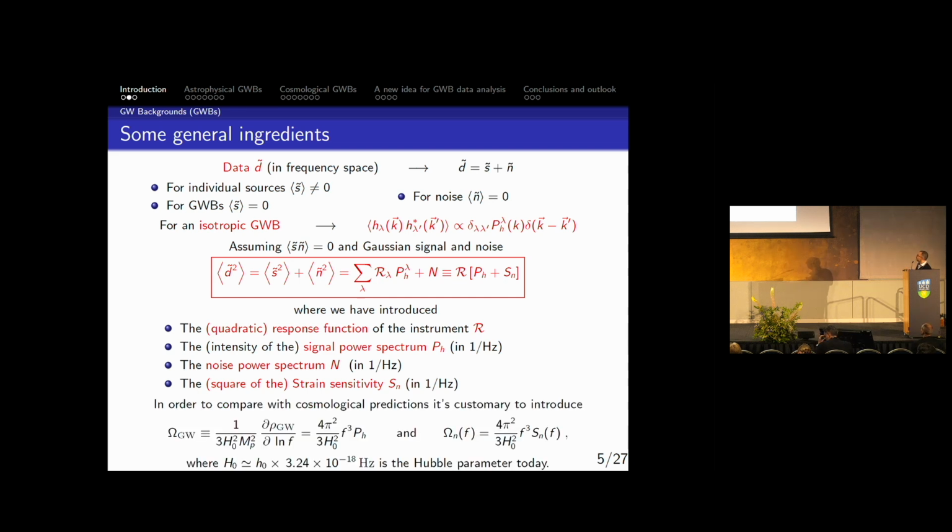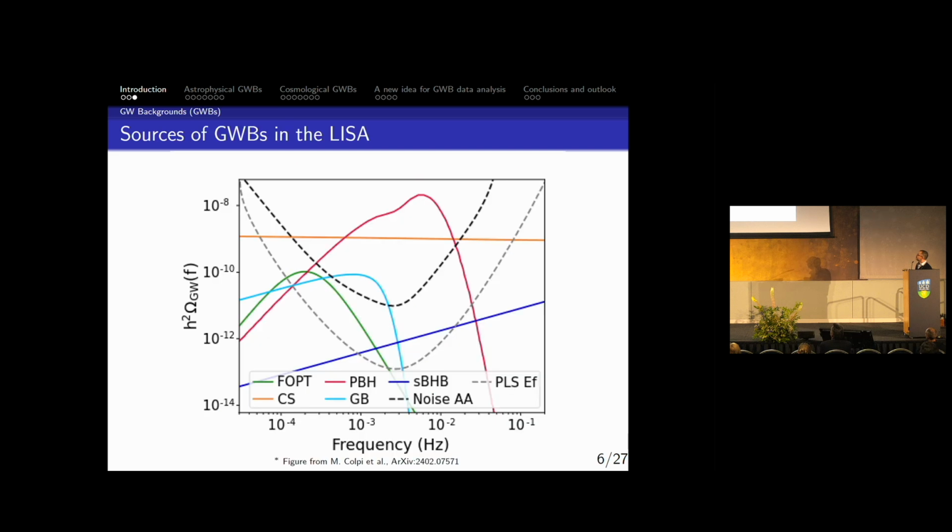One more thing here, since I come from a theory background and I like doing cosmology, typically what we do is to convert PSDs onto omega units, because that's what we do for cosmology. So when you see omega gravitational waves or omega noise, keep in mind that this is just the signal or noise power spectrum rescaled by an f cubed and divided by the critical energy density. That's all. So when you see omega, it is still basically strain.